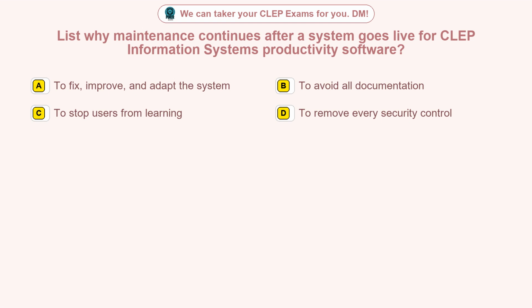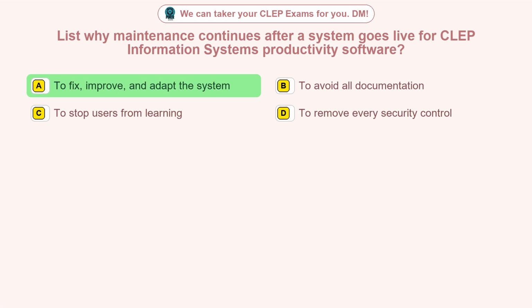Question 77. List why maintenance continues after a system goes live for CLEP Information Systems productivity software. Option A. To fix, improve, and adapt the system. Option B. To avoid all documentation. Option C. To stop users from learning. Option D. To remove every security control.